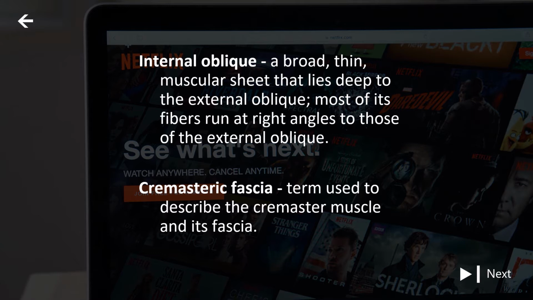The internal oblique has a lower free border that arches over the spermatic cord or the round ligament of the uterus. To add, in the internal oblique, we have the conjoint tendon, which is attached medially to the linea alba, but it has a lateral free border, as well as the cremasteric fascia, which is a term used to describe the cremaster muscle and its fascia.